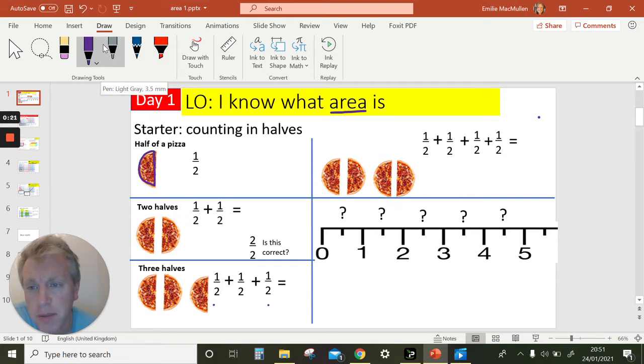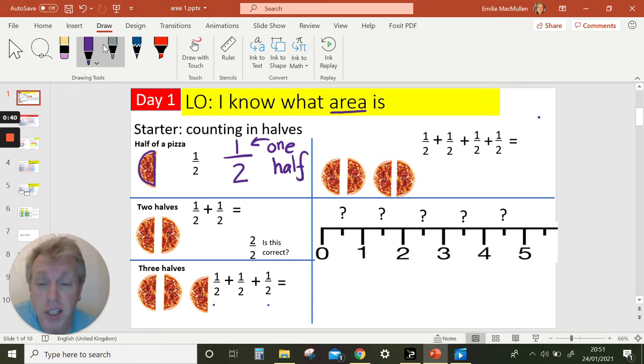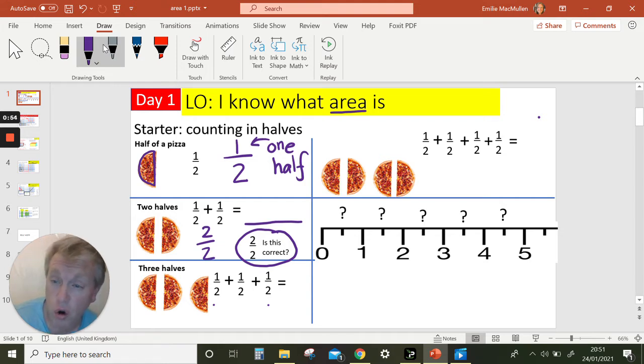Here's half a pizza. I've written it 1 half. The 1, the numerator, means 1 out of 2 equal parts. 1 half. And for the starter, I'd like you to say half add a half gives us what? And if a child wrote this, 2 over 2, would that be correct or wrong?